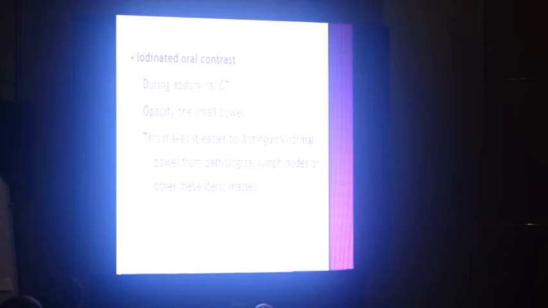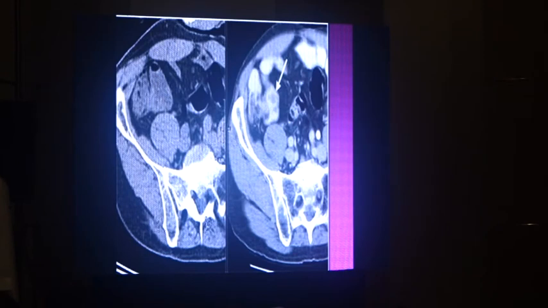Now, when to give oral contrast is very important. Oral contrast is usually given for detection of gut pathology. It opacifies the small bowel, and this makes it easier to distinguish normal bowel from pathological lymph nodes, other mesenteric masses, or calcified lesions. Again, on the left side we can see the scan without contrast, and on the right side with contrast. The arrow indicates the contrast in the gut.